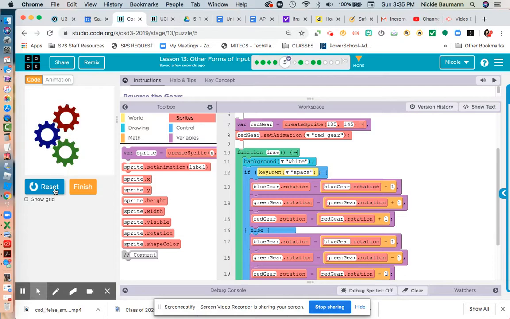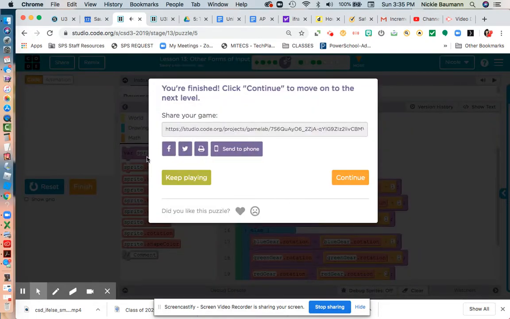So that's just they want you to practice using rotation and using that if-else statement. And that is bubble 5. I hit finish, we should be all set.